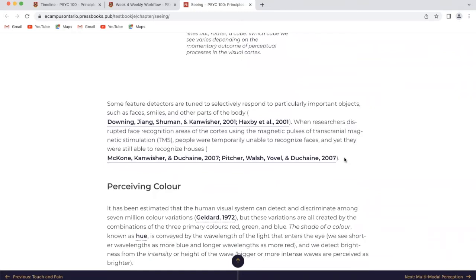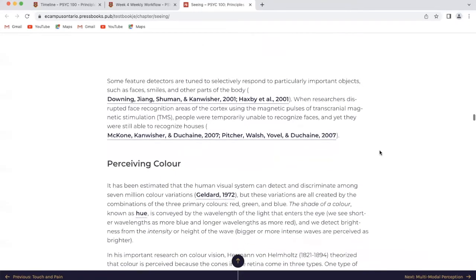Some feature detectors are tuned to selectively respond to particularly important objects, such as faces, smiles, and other body parts. When researchers disrupted face recognition areas of the cortex using the magnetic pulses of transcranial magnetic stimulation, people were temporarily unable to recognize faces, and yet they were still able to recognize houses.